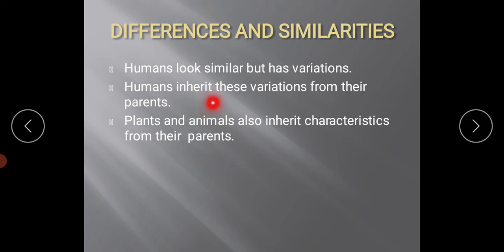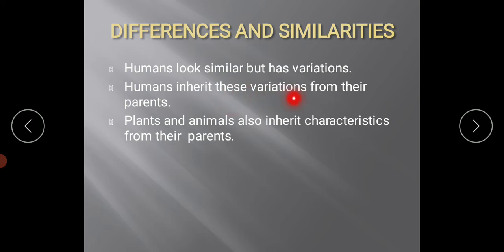Humans inherit, meaning they take information. These variations from their parents, some from their mother and some from their father, may make them similar in eye color to their mother and hair color to their father, or in the way they talk, or they may have a skin color similar to one of the parents but not exactly matching it. They may have some differences from their parents. That's why they look different from them. Such kinds of differences are called variations.